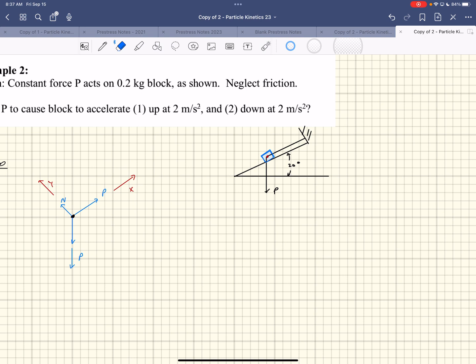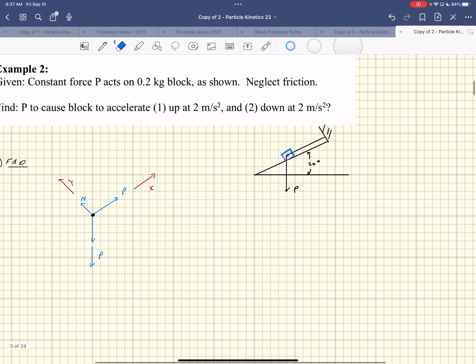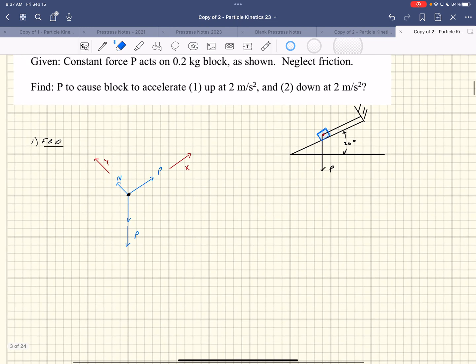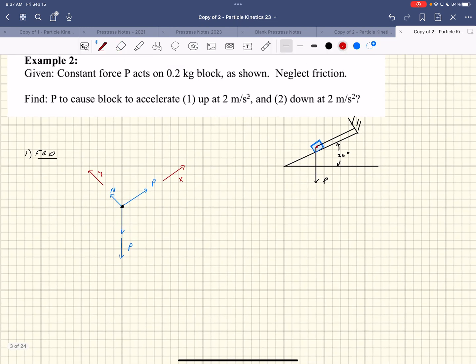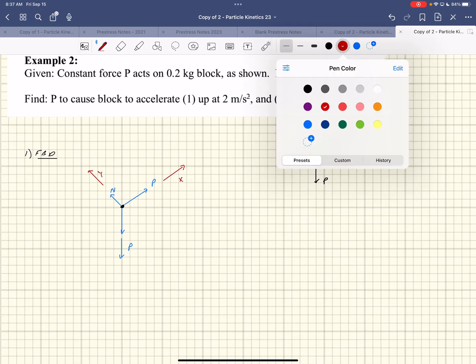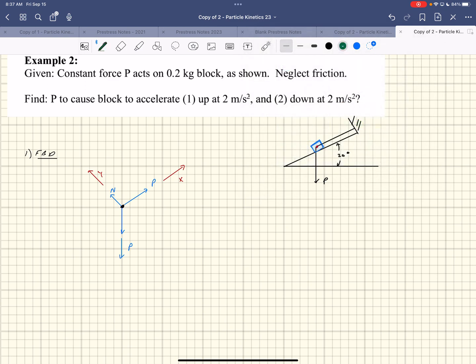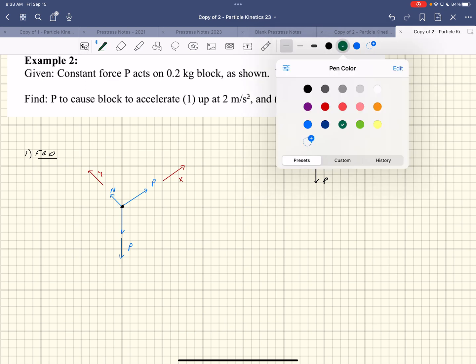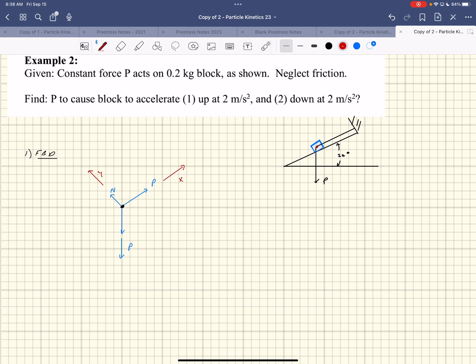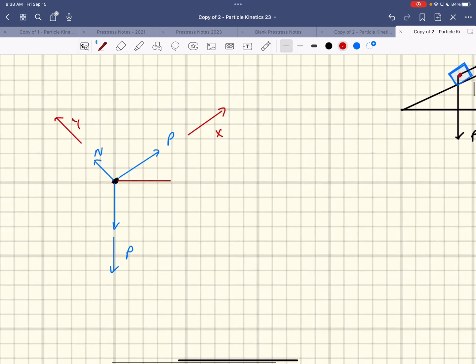The next step is to put any angles or dimensions in here. There are some angles that we can label in here. I'm going to go a different color here. This angle right here is 20.